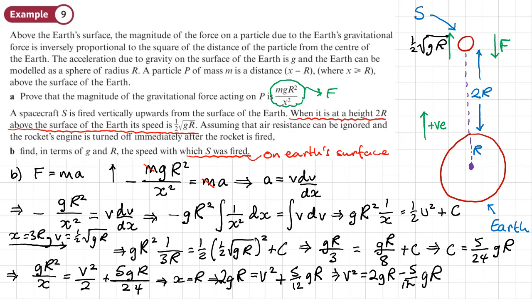Now I can do those together. If I do 2 minus 5 over 12, I get 19 over 12. So let me just replace all of this with 19 over 12 gr. I'm doing this because I haven't got a lot of space. So that means that v is going to be the square root of that. So it's the square root of 19 over 12 gr. So there we have the speed of this spacecraft in terms of g and r.